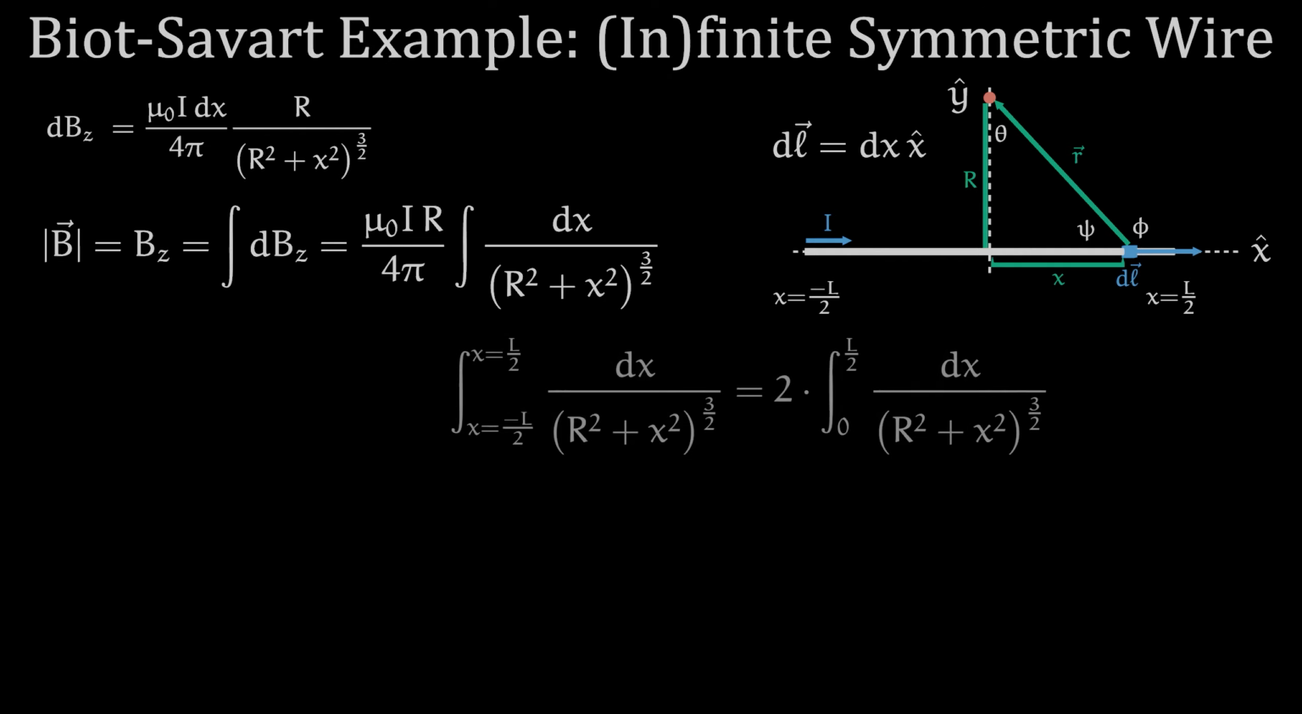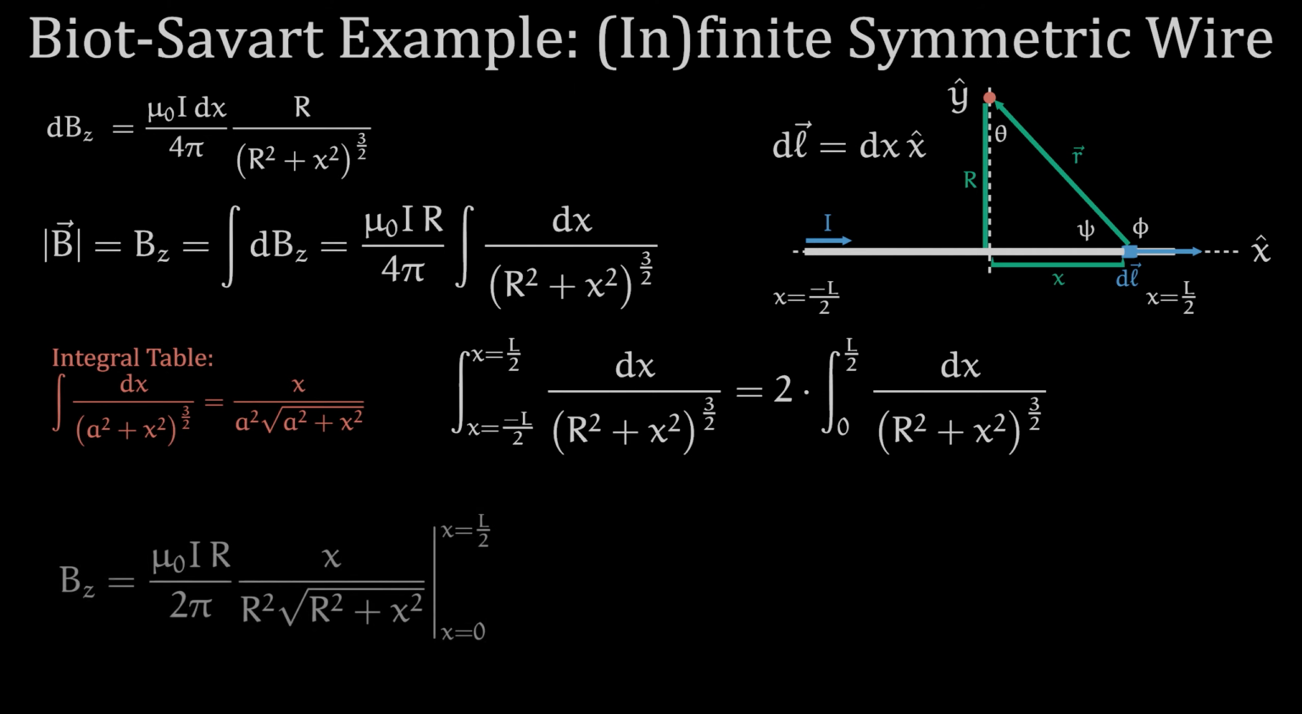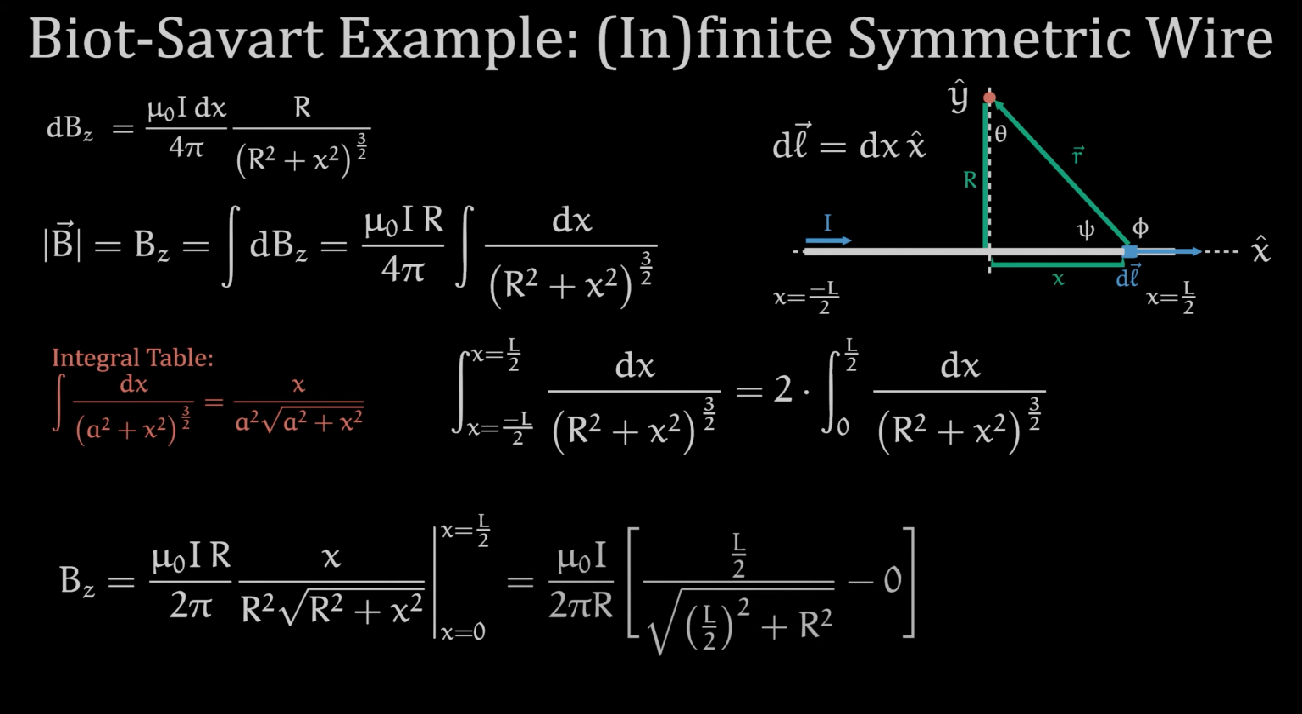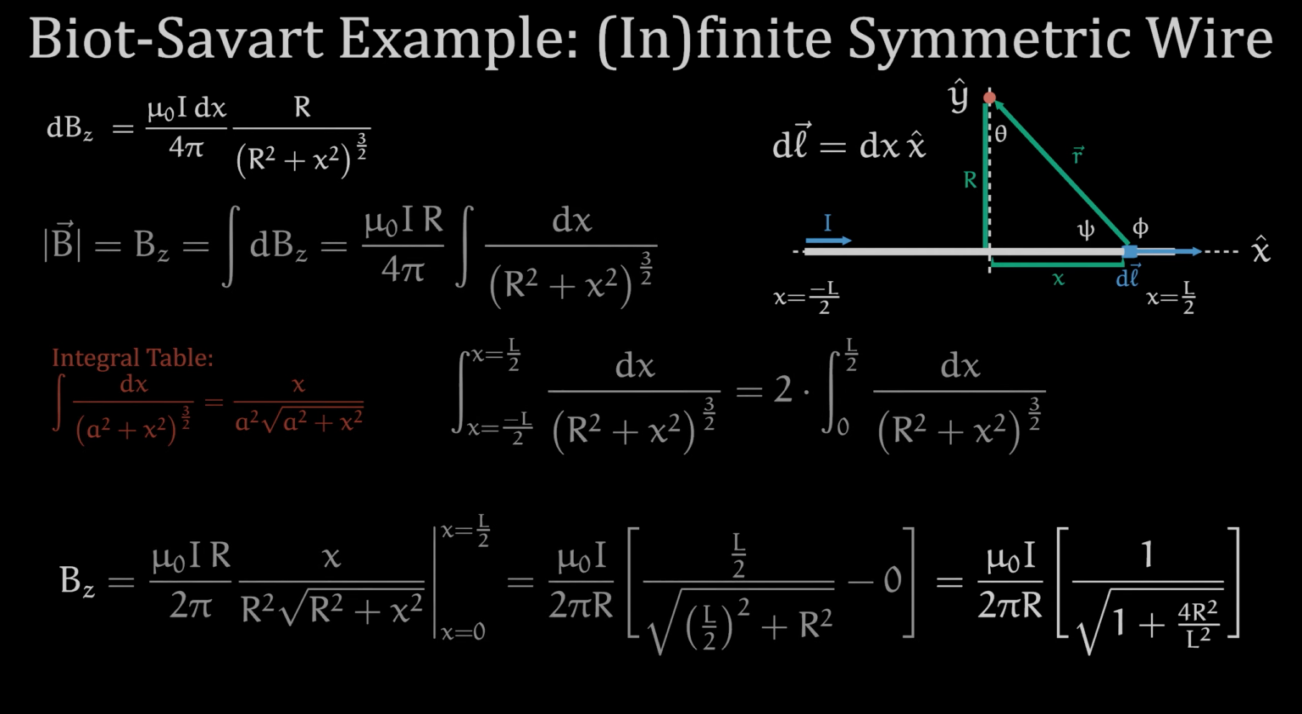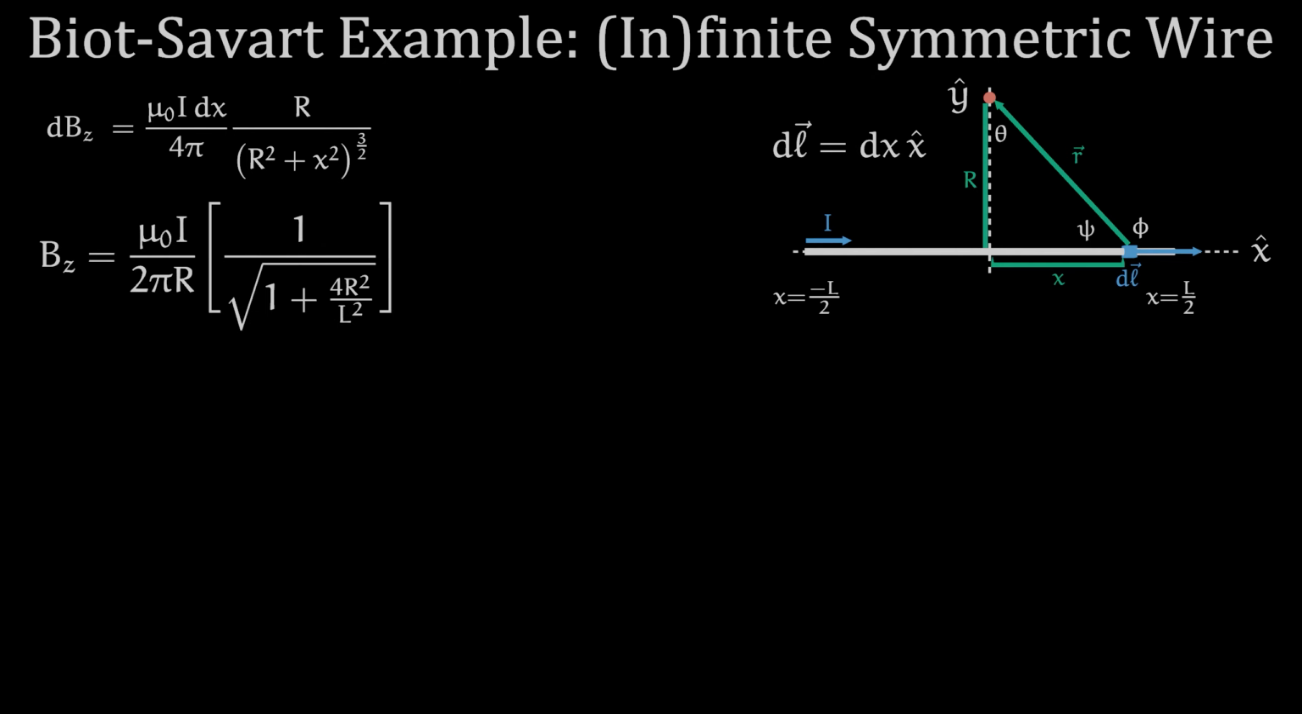We can look up this form of integral on an integration table to get this result, where they use the letter a as a constant. This is what we are calling capital R. Evaluating the integration limits, we find, and then simplifying by pulling a factor of L over 2 out of the square root, we get. So, if you know the length of the wire L and the distance from the midpoint capital R, you have the magnitude of the B field.